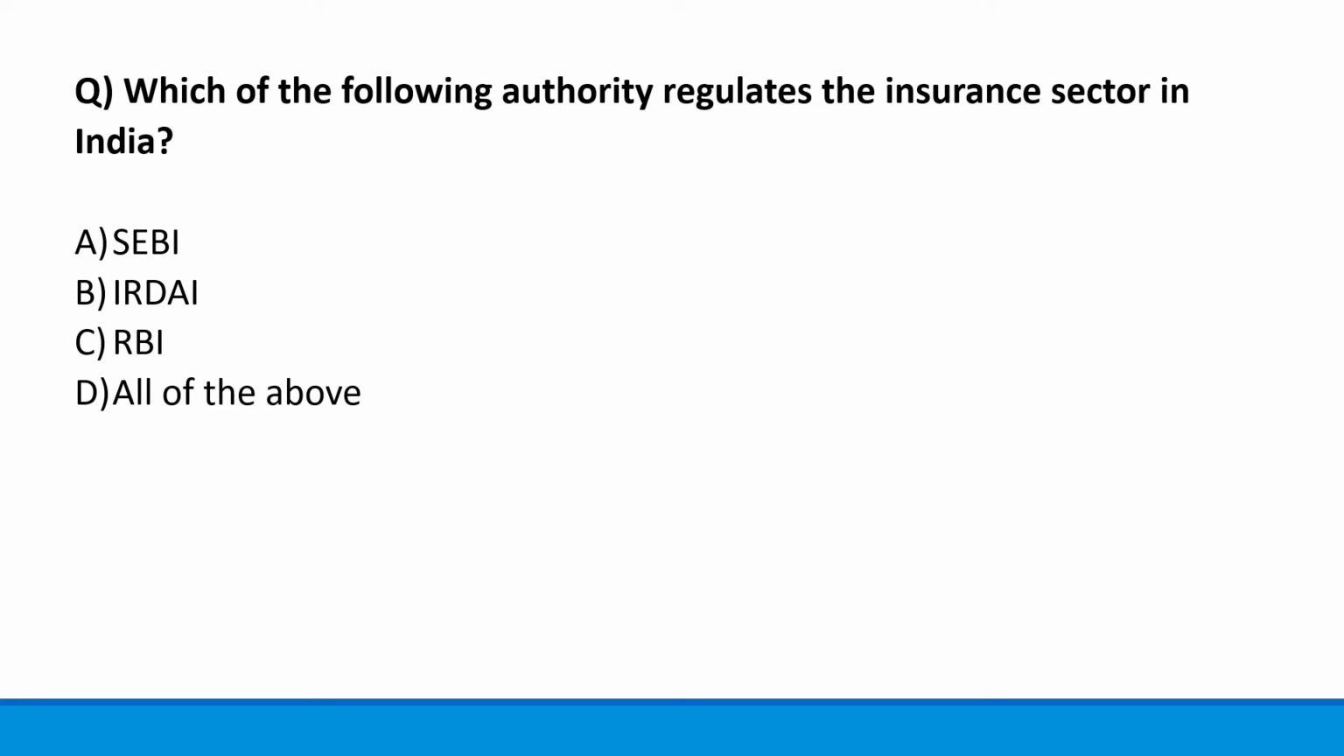Which of the following authorities regulates the insurance sector in India? Option A SEBI, option B IRDAI, option C RBI, and option D all of the above. The correct answer is option B IRDAI.